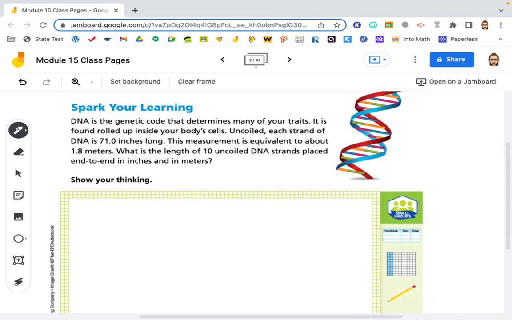DNA is the genetic code that determines many of your traits. It is found rolled up inside your body's cells. Uncoiled, each strand of DNA is 71 and 0/10 inches long. This measurement is equivalent to about 1 and 8/10 meters. What is the length of 10 uncoiled DNA strands placed end to end in inches and in meters? So, the problems that we're doing are 71 and 0/10 times 10 and 1 and 8/10 times 10.